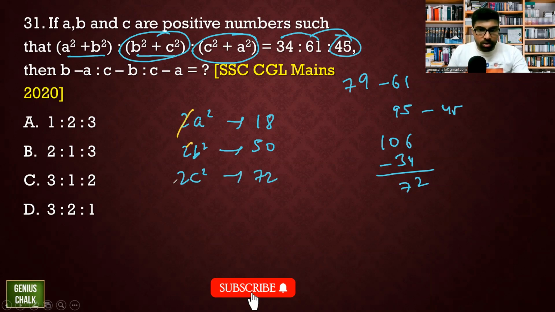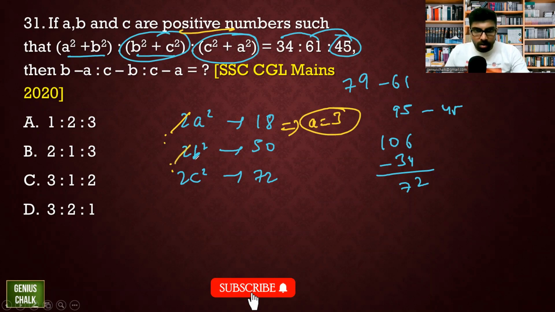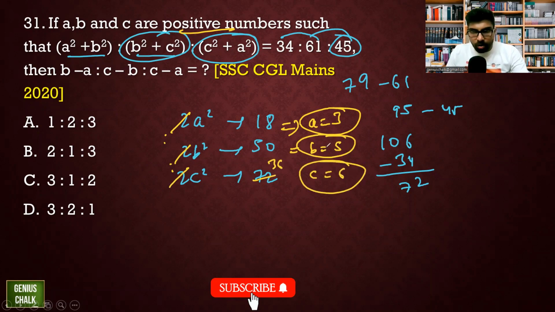Now this is cancelled because these are in ratio. 80 is to 50 is to 72, and we have got the ratios now. If we don't cancel this, 2A square is 18. So what is A square? A square must be 9. So A must be 3 because these are positive. So I can't take minus 3. B square is 25, so B will be 5, and C square will be 36, so C will be 6. So I have got these values 3, 5, 6. Now put them here and get your result.